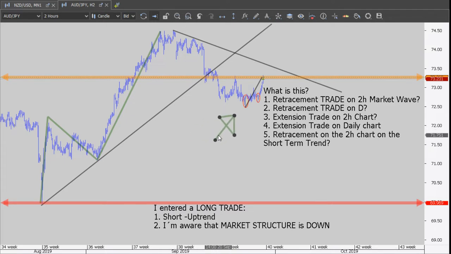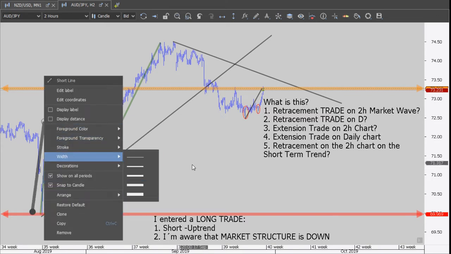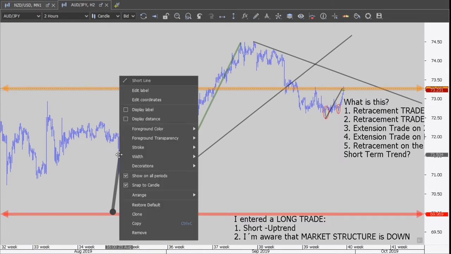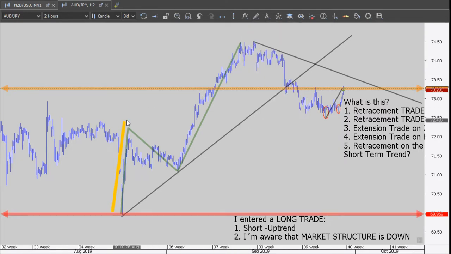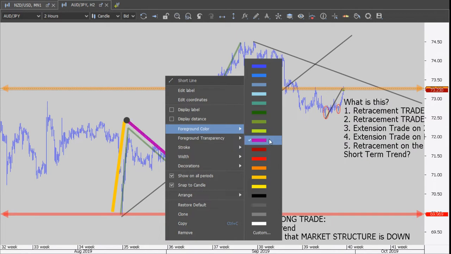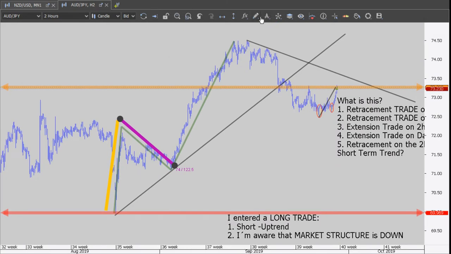Okay, now, number one, this is not a retracement trade on the 2-hour market wave. Why not? Because the retracement, remember, extension in here, let's color code this like this. We have the first extension in here. We have the second leg, a retracement in here, color code in this one. No, it's not. This is not a retracement trade. If this were a retracement trade on the market wave on the 2-hour chart, then we wouldn't go short.